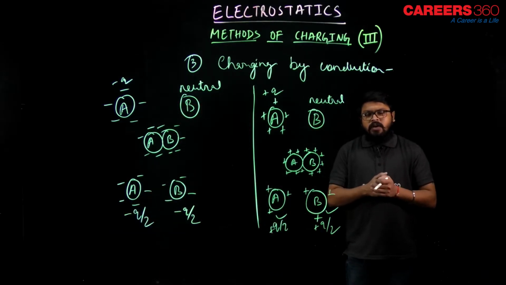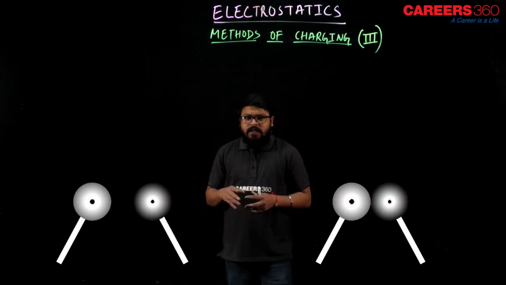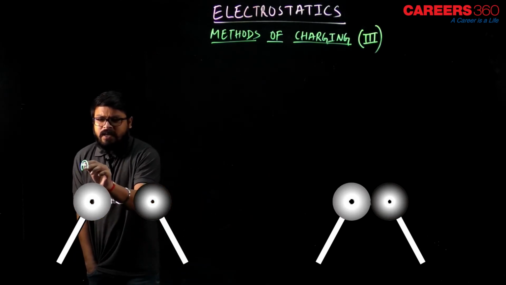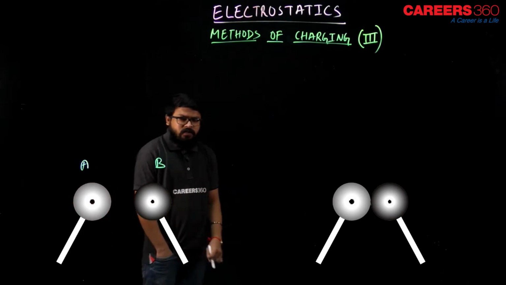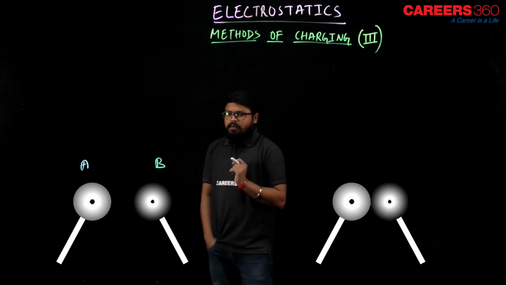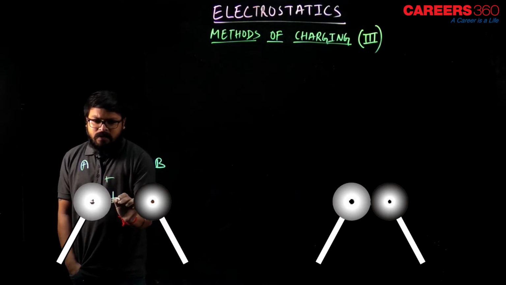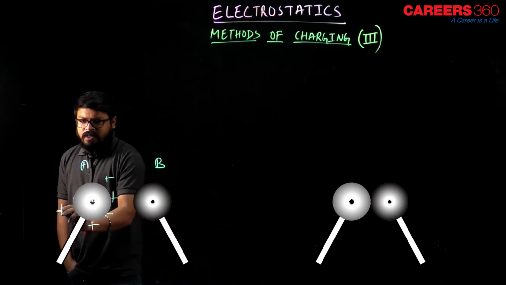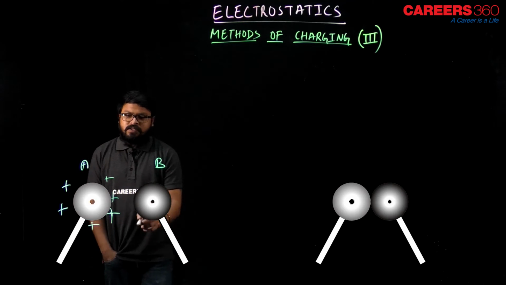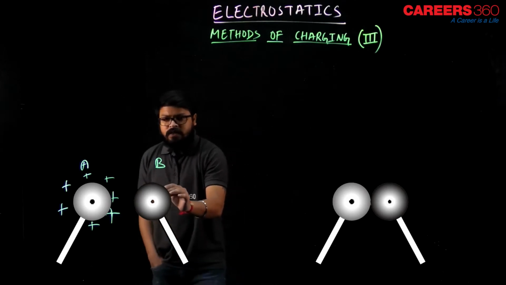Now let us see one picture so that you will have a better understanding. As you can see the picture over here, there are two objects. Let them be A and B. Let us name them. Object A and B are not in physical contact now. Suppose object A is positively charged, as you can see, and B is neutral over here.